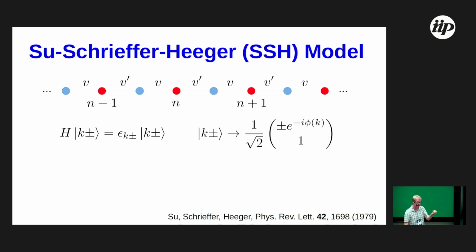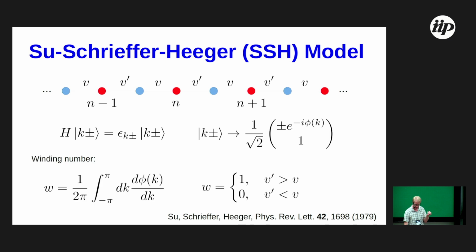And that allows us to identify a quantity that necessarily has to be quantized by virtue of the fact that the eigenfunctions themselves are periodic over the Brillouin zone. So this quantity in this simple example is the winding number. It's just the number of times the phase winds by 2 pi going across the Brillouin zone. Okay, and the winding number is 1 for one ratio of these tunnel couplings, if V prime is greater than V, and it's 0 if V prime is less than V.